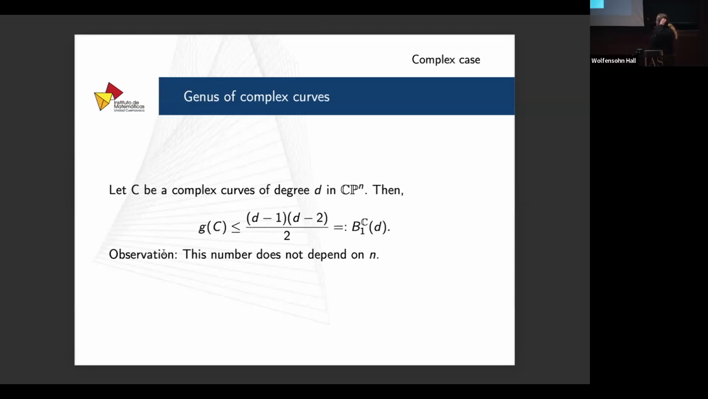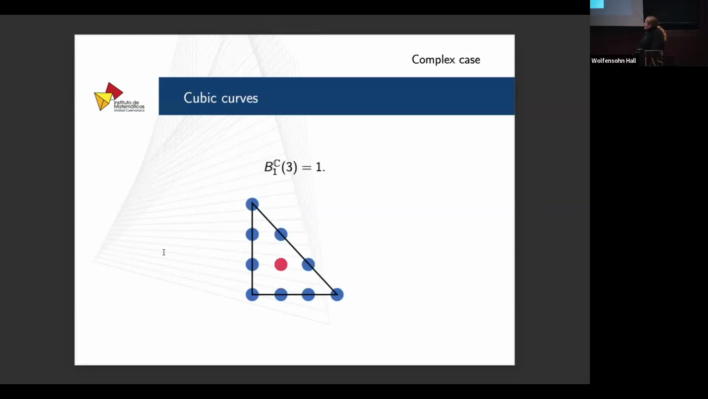Okay, for the curves, we know very well the case of curves. The genus of a complex curve of degree d is at most (d-1)(d-2)/2, and we're going to call this b1^C(d). This number doesn't depend on n, which means it doesn't depend on the codimension, and it has a very nice combinatorial picture: it is the number of interior points in a simplex.